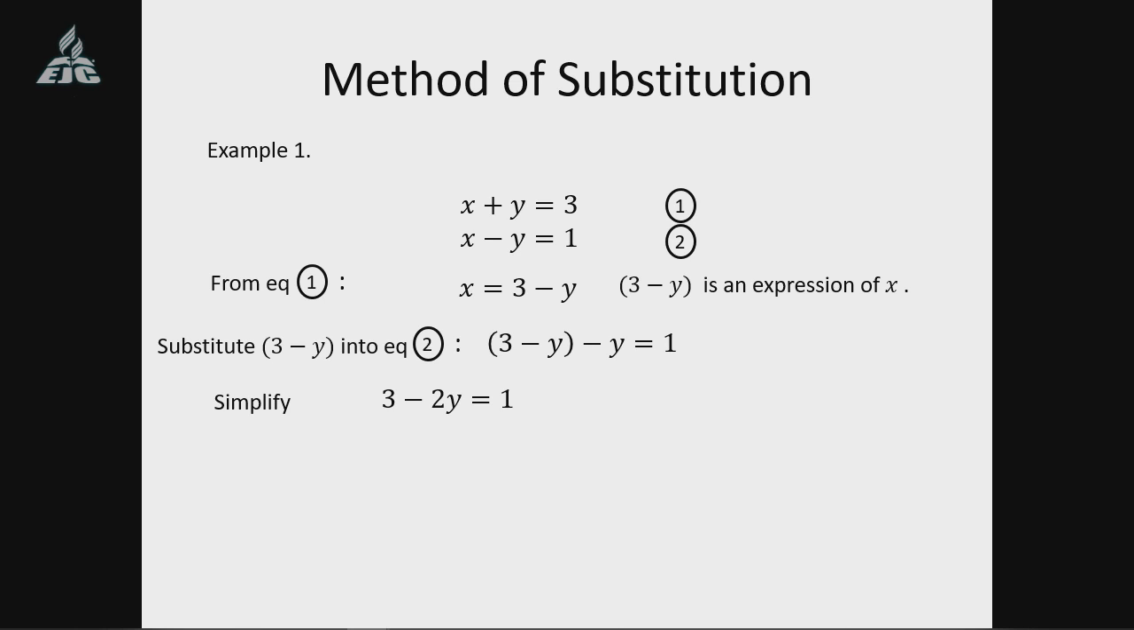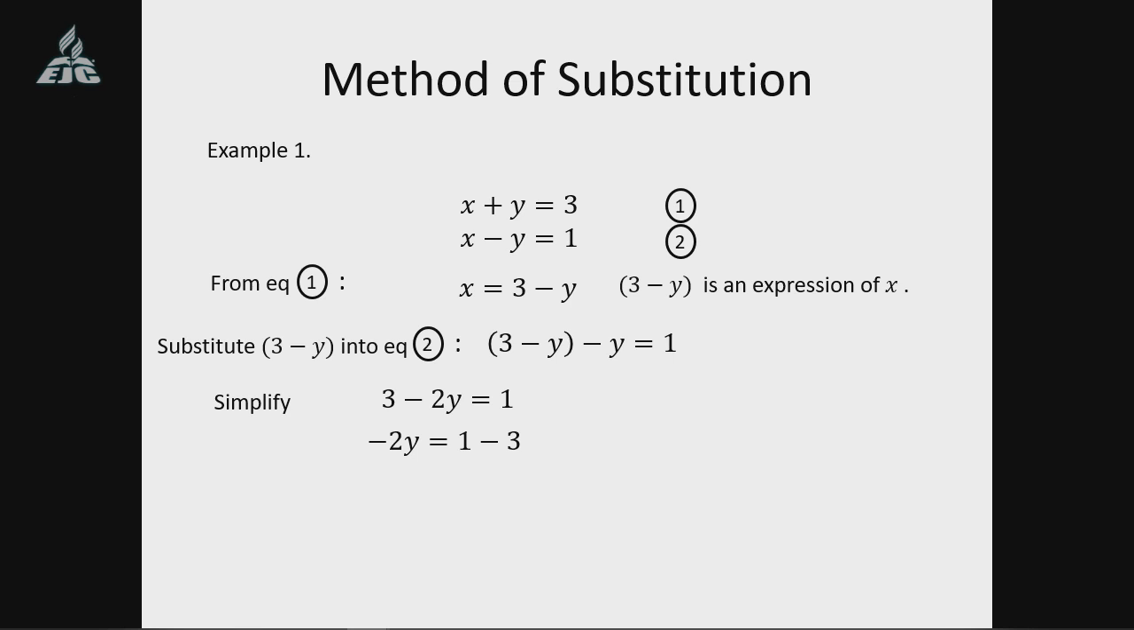Now we have one single equation with one single variable. You might think that we have eliminated x, but we really didn't. We just simply wrote the expression that was given for x, which was 3 minus y. Hence, the method of substitution. So let us solve this. Now we can solve for y.